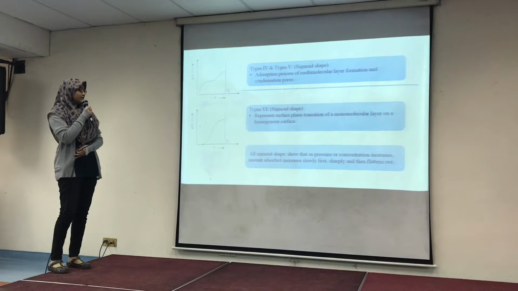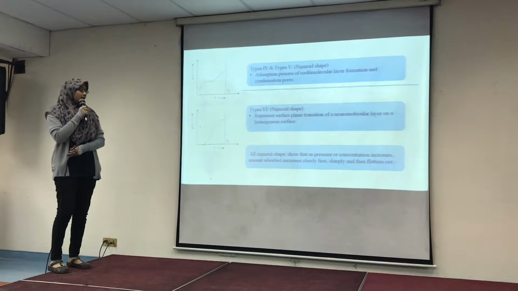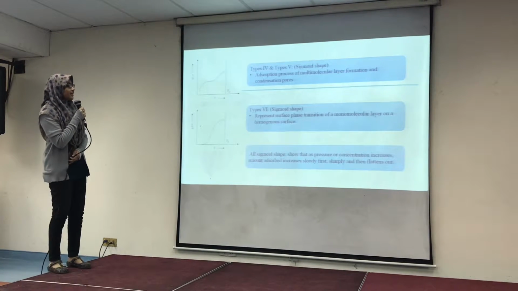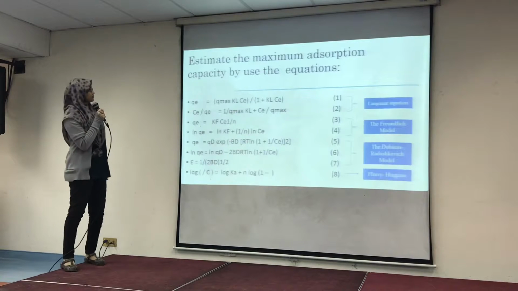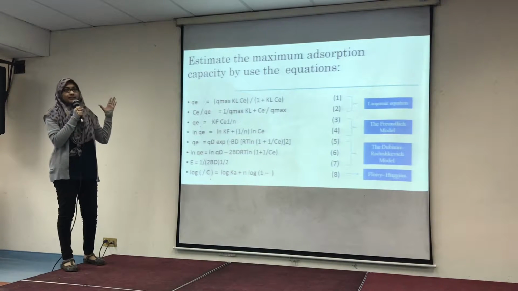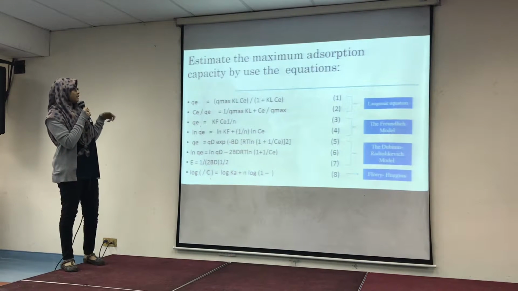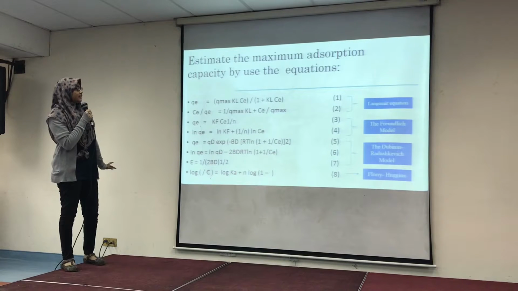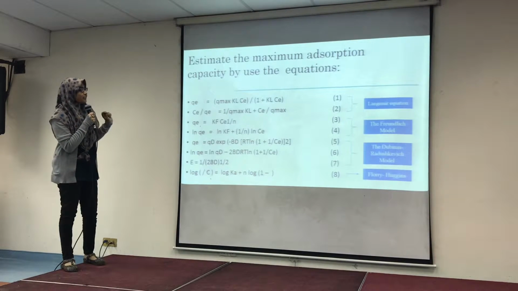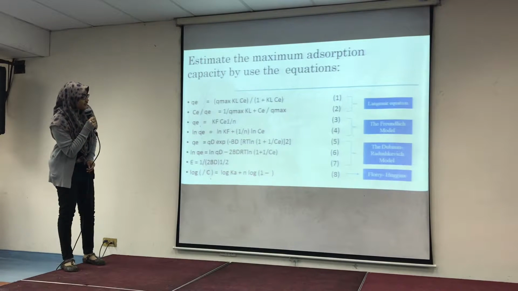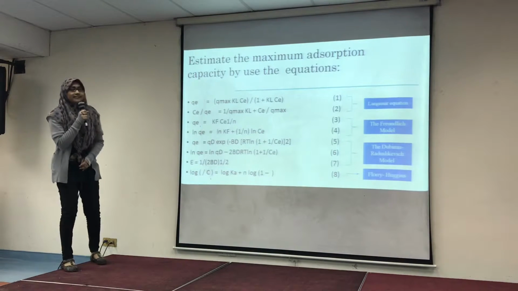All sigmoid shapes show that as pressure or concentration increases, the amount adsorbed increases slowly at first, then sharply, and then flattens out. These are the formulas that we can use to calculate the adsorption capacity. They include the Langmuir equation, the Freundlich model, the Dubinin-Radushkevich model, and the Flory-Huggins model.